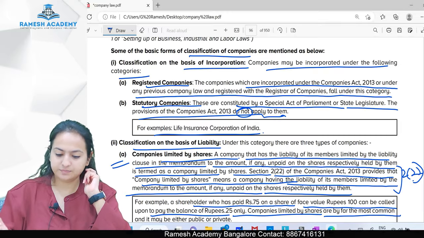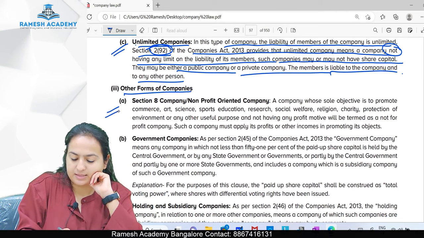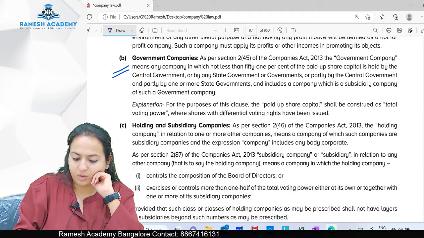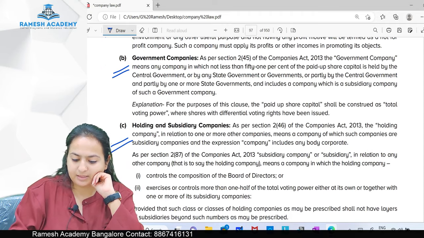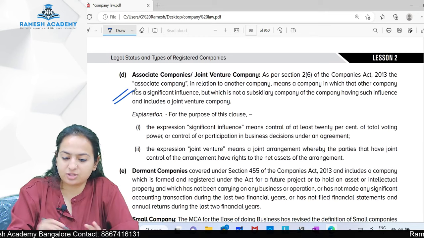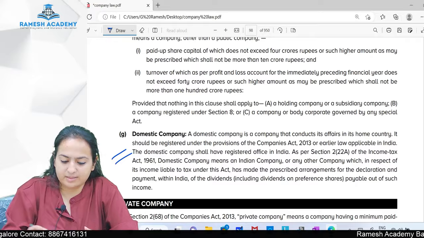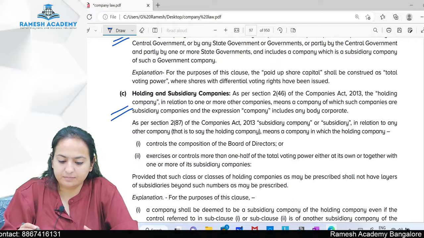So next, other forms of the company: Section 8 company, NPO, government company, holding and subsidiary companies. Yesterday, in the previous lecture, we also read about associate company, dormant company, small company and domestic company. One by one, we will read quickly.